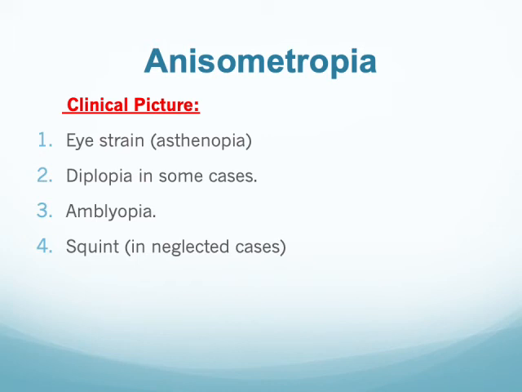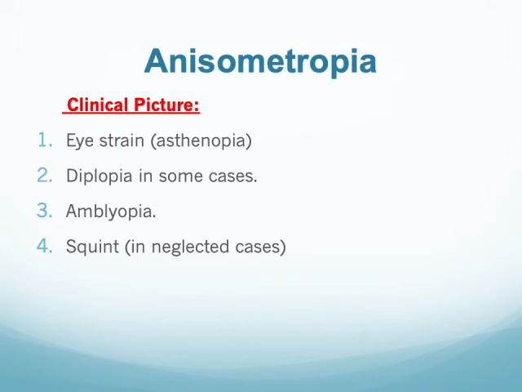Diplopia in some cases: if the patient has one eye normal and the other eye is -10, the size of the image on the retina is not the same. In order to see one image, it has to fall on corresponding points of the retina, and it has to be of the same size. So if the image is not of the same size, the brain will start to suffer, and the child will start to suffer from diplopia. But at this stage also the child cannot complain.